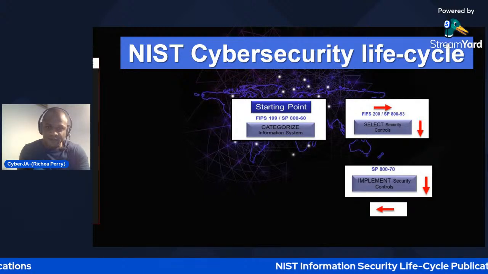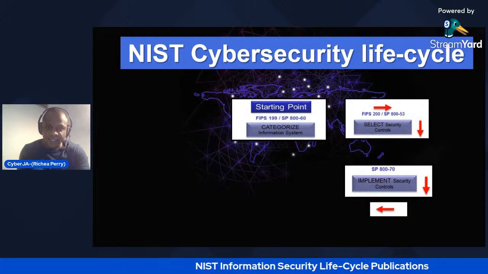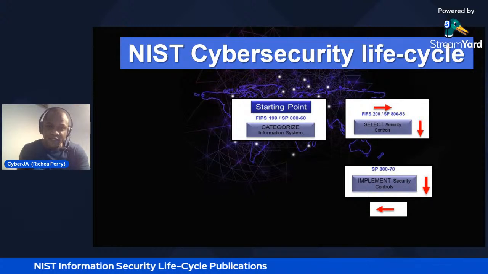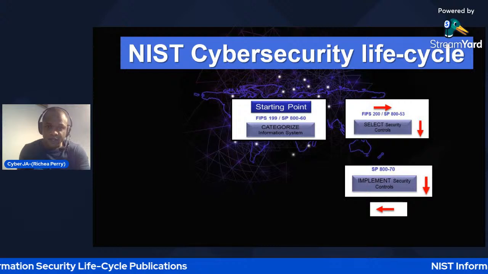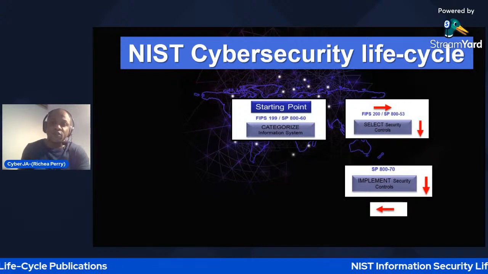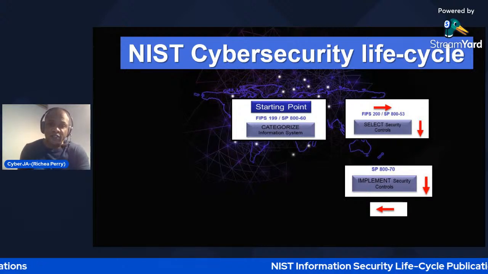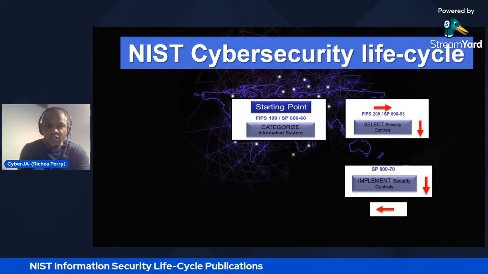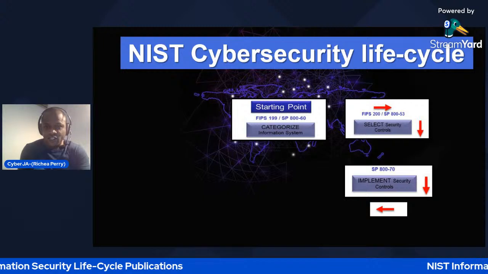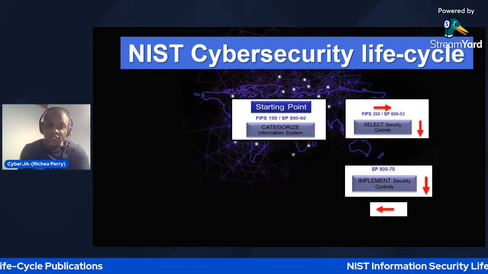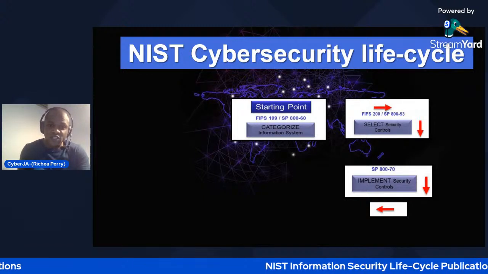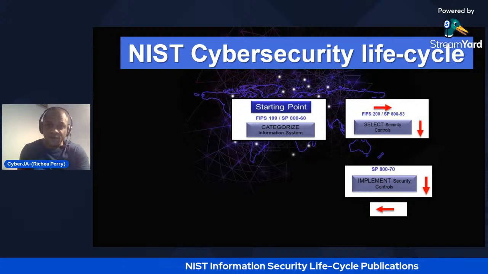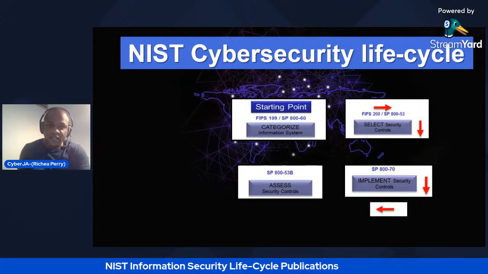Then we have our SP 800-70, and this looks at implementing security controls, right? So this is where it helps you to implement the various security controls. So in this document, it looks at implementing security controls within your enterprise architecture using sound systems engineering practices. Apply security configuration settings.